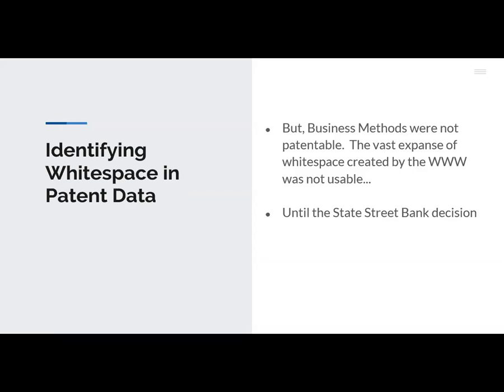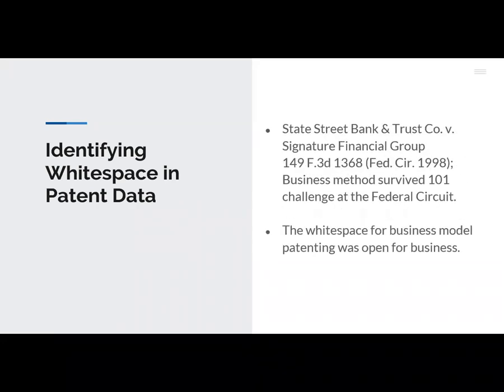The case is State Street Bank and Trust v. Signature Financial Group, and it was decided in 1998. In that case, the Federal Circuit determined that software programs that transform data are patentable subject matter under Section 101 of the Patent Act, even when there is no physical transformation of an article. The court emphasized that software or other processes that yield a useful, concrete, and tangible result should be considered patentable.